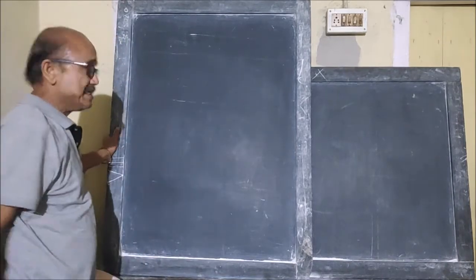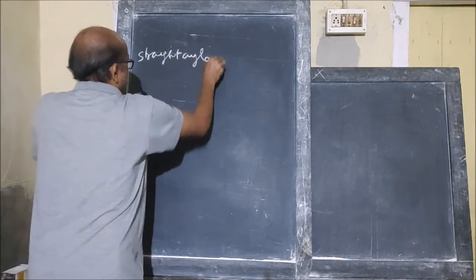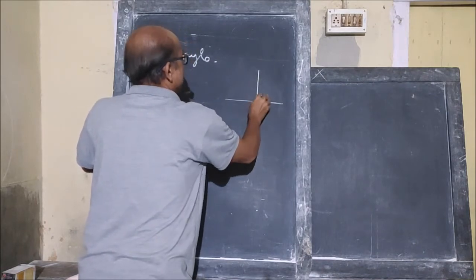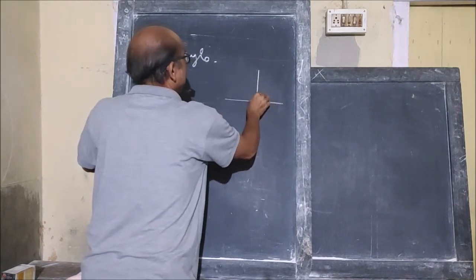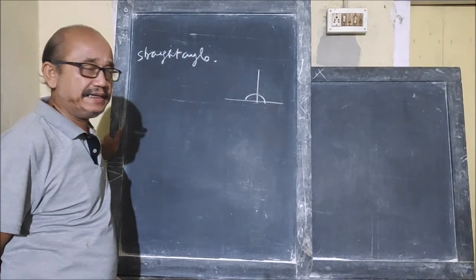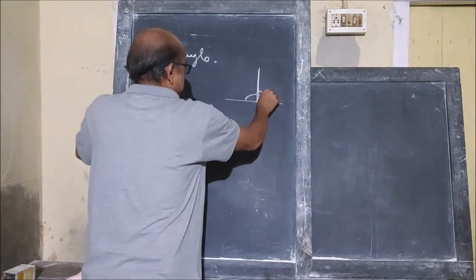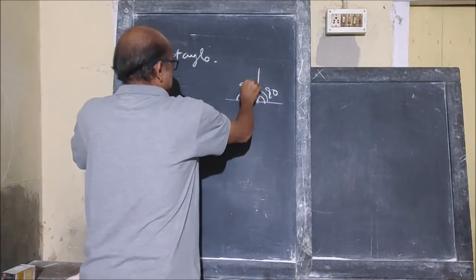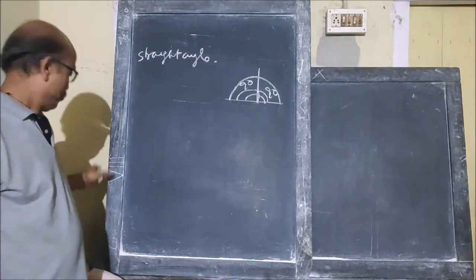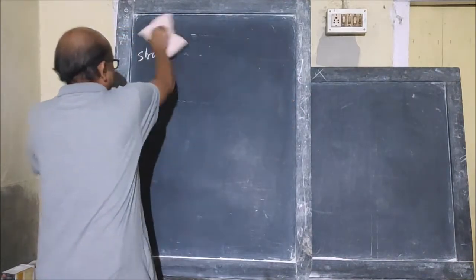Now next one, straight angle. Straight angle means the angle is 180. The degree measure of an angle is what? 180. It is called the straight angle. Up to this one it is 90 and up to that one it is 90. That means the total is 180. So an angle whose degree measure is 180 degrees is called the straight angle.